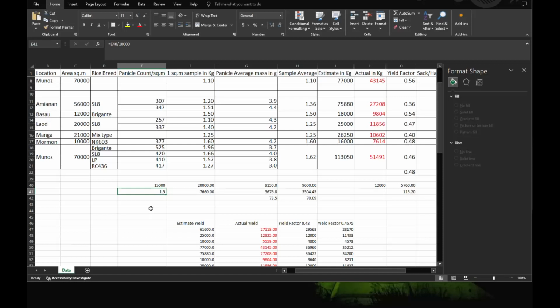Okay, so your square meter sample needs to be 1.5. Now why didn't I get 15 tons since I have 1.5 of this? Because the average of these two samples right here is 1.36. This is not giving me 15 tons. Why?